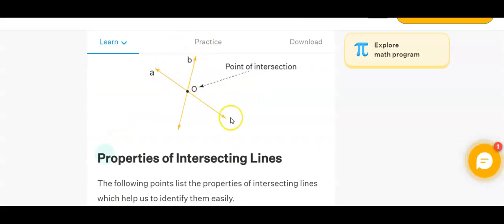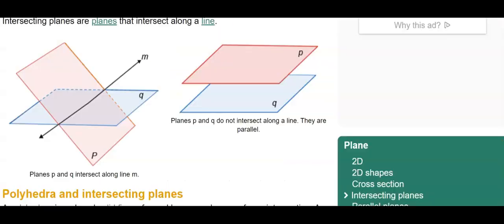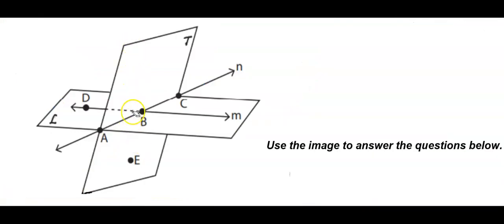Well, the intersection of 2 lines is identified by a point. So for lines A and B, the point is O. When it comes to planes, it's a line that intersects, and this particular line is M. The intersection of lines N and M is point B. The 2 lines, when they cross and hit each other, meet at point B.